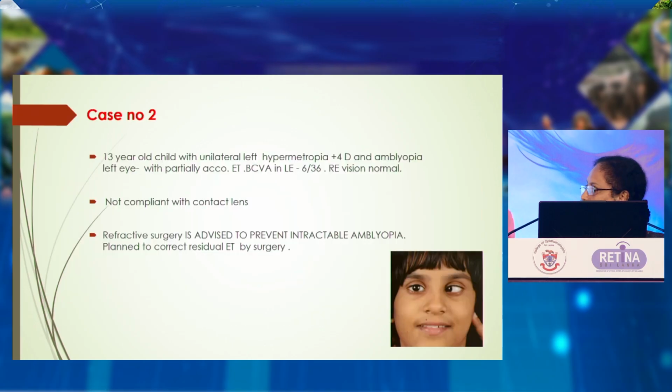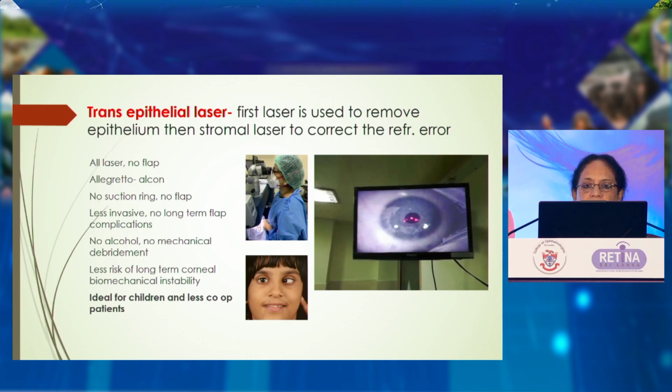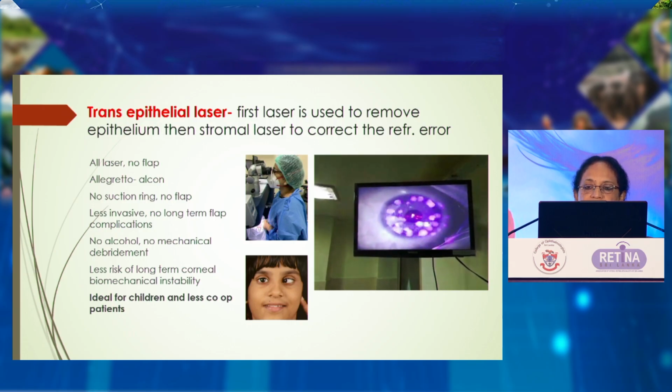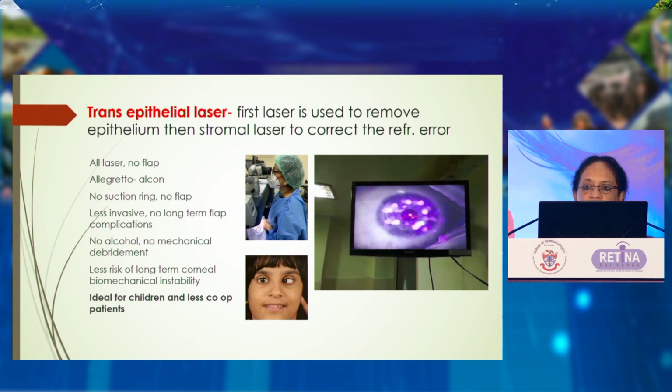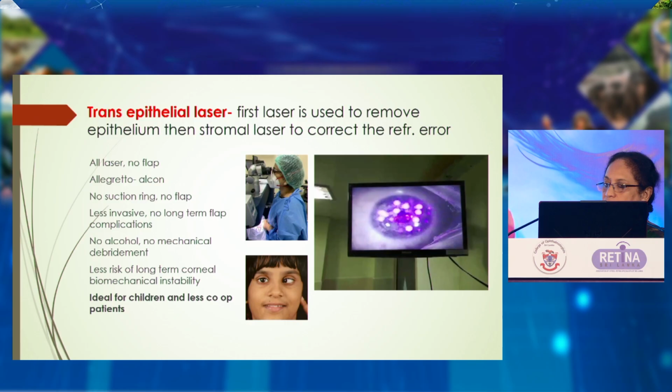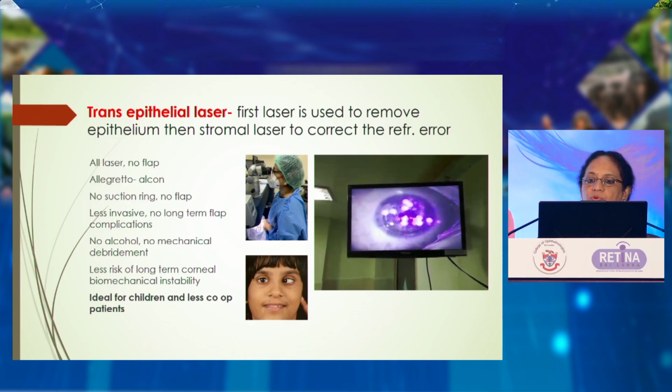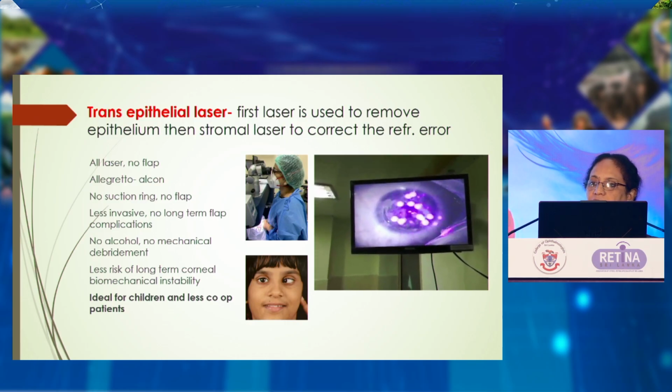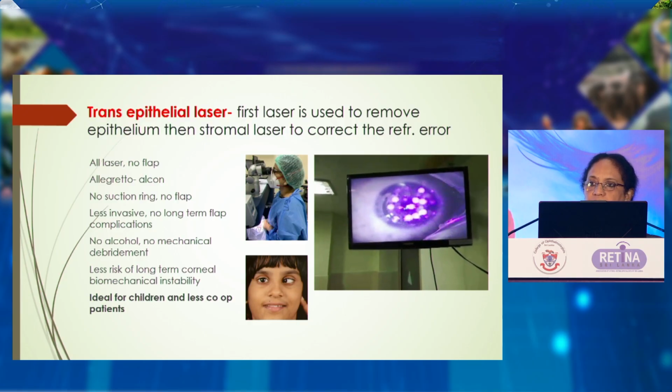And I'll present another case. This is a 13-year-old girl who gives history of unilateral hypermetropia and amblyopia. The child is not using contact lenses and is not very compliant with patching. So amblyopia had become irreversible or intractable. Here we have done a transepithelial laser because the child was not cooperative for flap LASIK. You can see that straight away we are using the laser onto the epithelium, first to laser off the epithelium, and after the epithelium is lasered, we do the stromal laser.